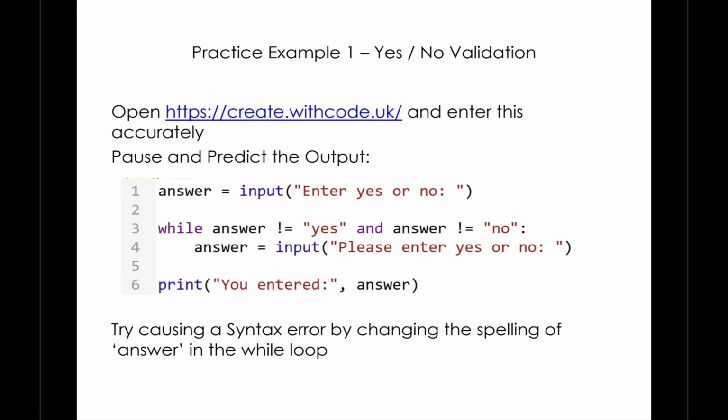On line number 1, we have answer equals input as a string, enter yes or no. On line 3, iteration begins where while answer is not equal to yes and answer is not equal to no. You get prompted again on line number 4 to enter an answer, yes or no. Line number 6 concatenates you entered with the answer variable. The loop keeps running while the input is invalid. As soon as the user types yes or no, the loop stops. Pause the video, enter it into Create with Code, and we'll move on shortly to example number 2.